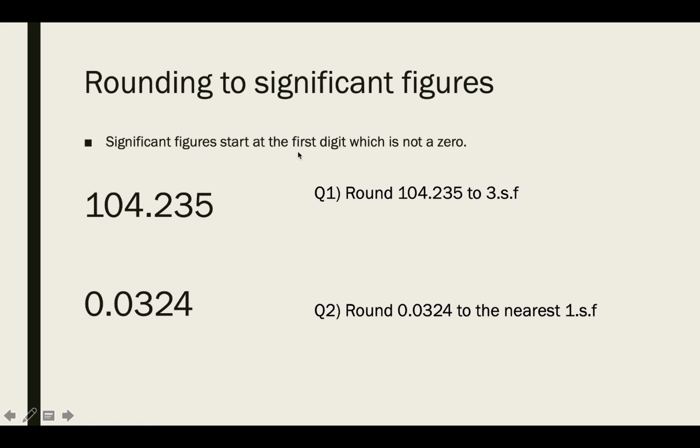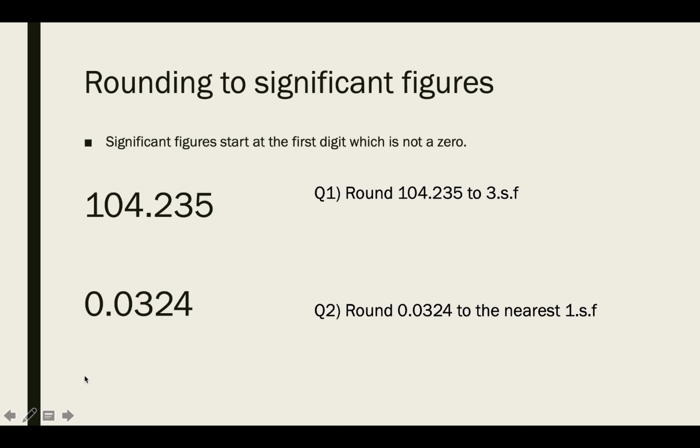Okay, so rounding to significant figures uses a very similar method. It just requires you to find the correct digit. So significant figures start at the first digit which is not a 0. So the first significant figure in this number is 1. Then every digit after that is the second, third, fourth, fifth, sixth, etc. But on this number, on the other hand, 0.0324, the first significant figure is not here or here, it's here. It's 3, because this is the first digit which is not a 0.